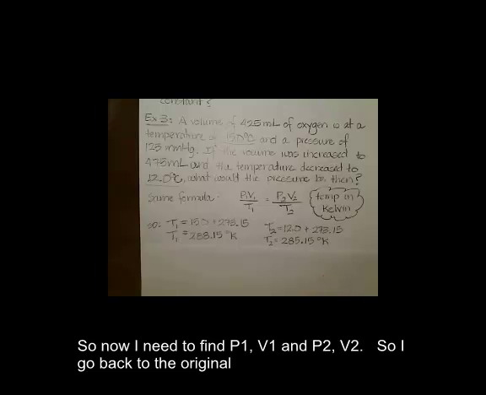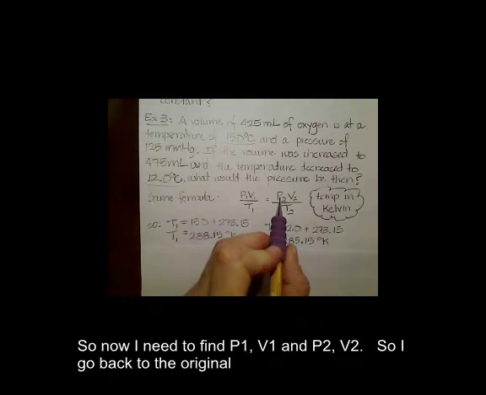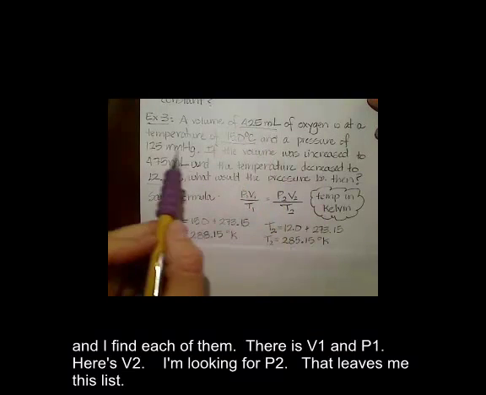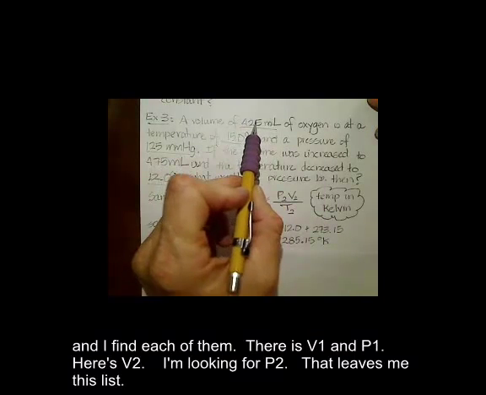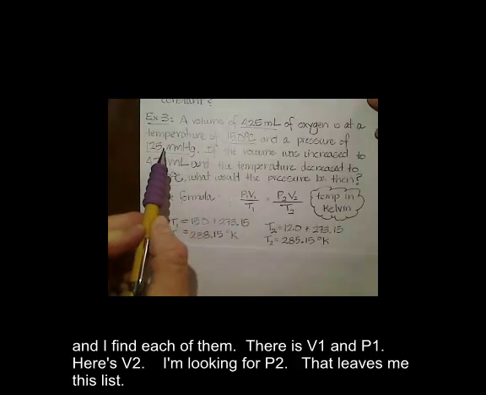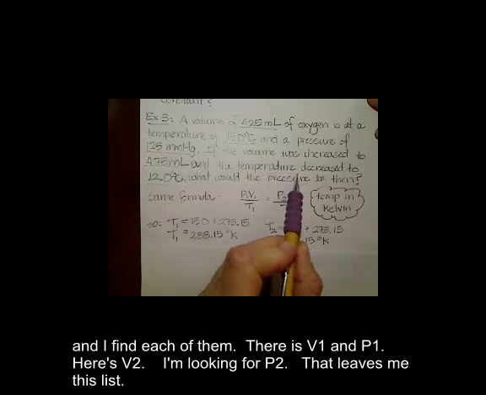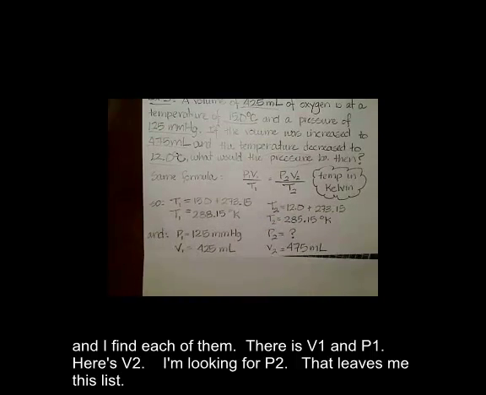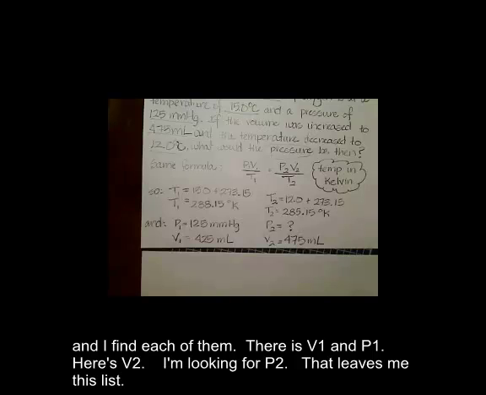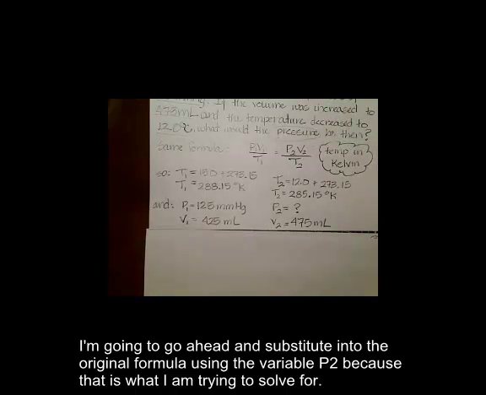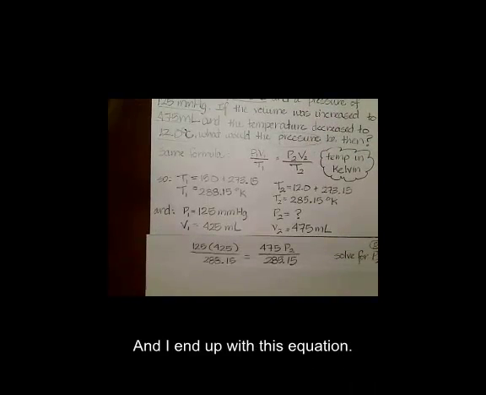So now I need to find P1V1 and P2V2. So I go back to the original and I find each of them. There's V1 and P1. Here's V2. I'm looking for P2. So that leaves me this list. So now I'm going to go ahead and substitute that into my original formula using the variable P2, because that's what I'm trying to solve for, and I end up with this equation.